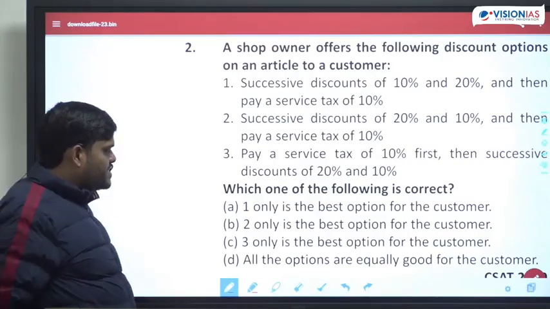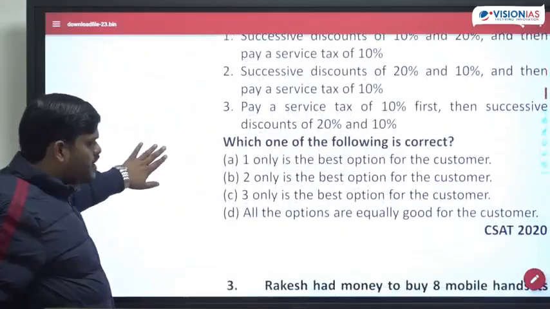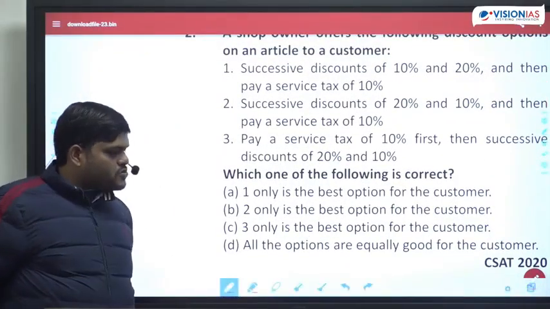This is again a CSAT problem of again 2020. Solve this question.